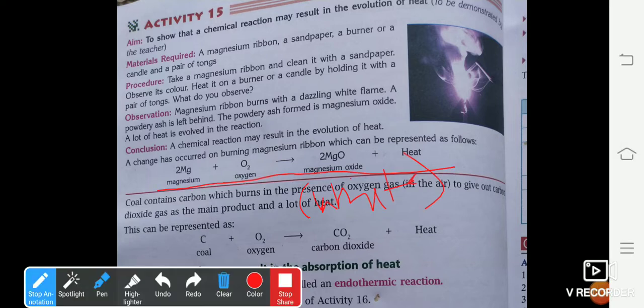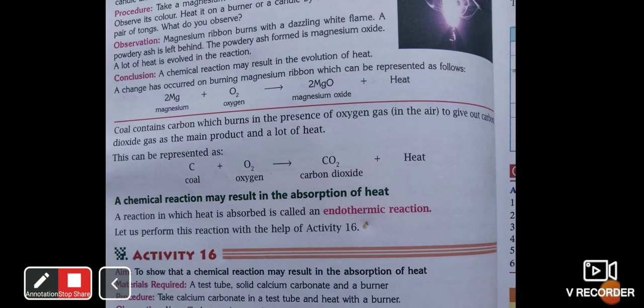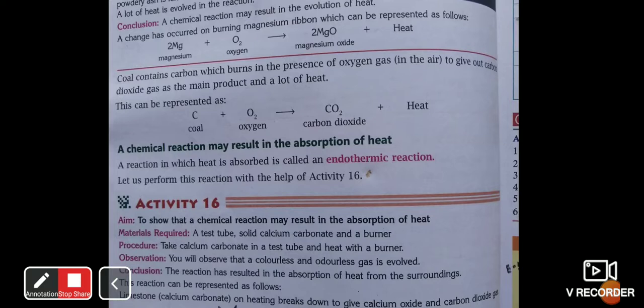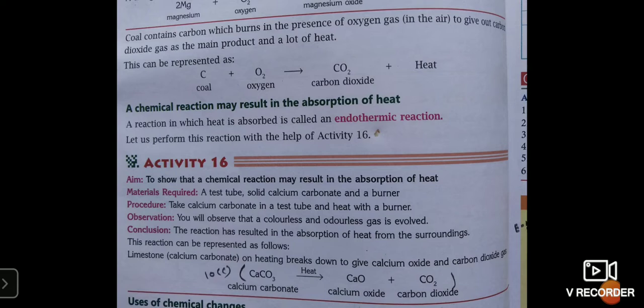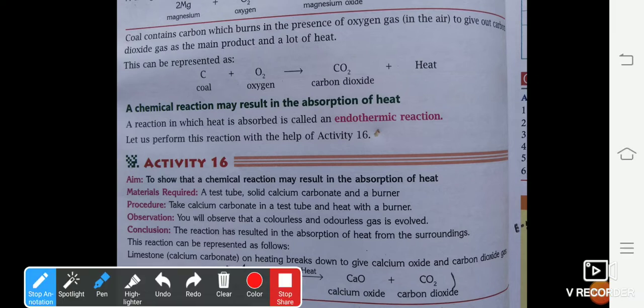Now, we have done this activity, coal. When you are burning coal, coal contains 90% carbon. Even in your lower class, 6th standard or 7th standard, when we were studying about coal, we clearly said coal can be differentiated into different types on the basis of the carbon content. So coal on burning will produce carbon dioxide plus heat. Now you can see the reaction here. Coal is represented by C plus O2 gives you CO2 plus heat.